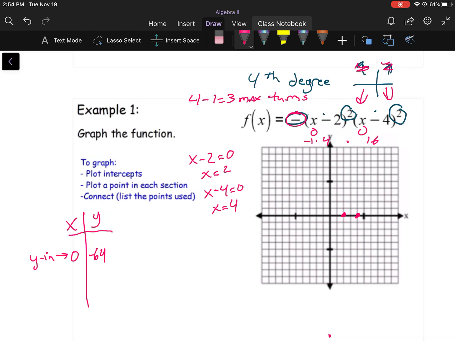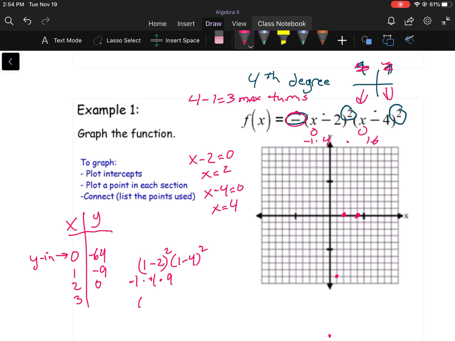So I'm going to go with another point. Let's go 1. And what I'm doing is I'm just putting this in for x. So 1 minus 2 squared, 1 minus 4 squared. So negative 1 squared is 1, times 3 squared, which is 9, times that negative 1, and I end up getting a minus 9. So I'll go over to 1 and go to minus 9 right there. 2, I've already got the answer for it, 0.